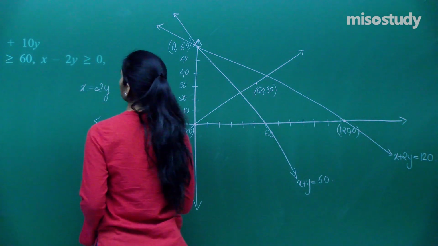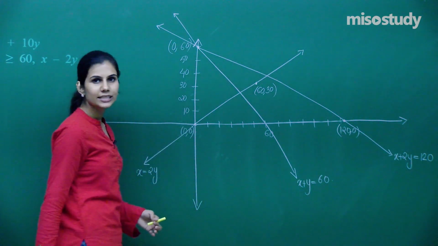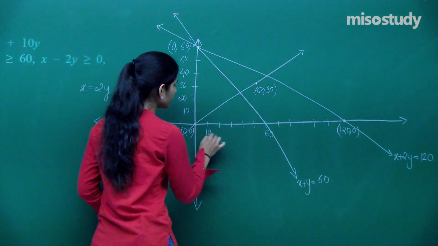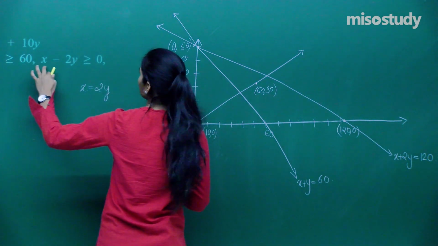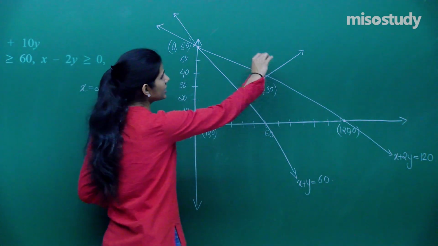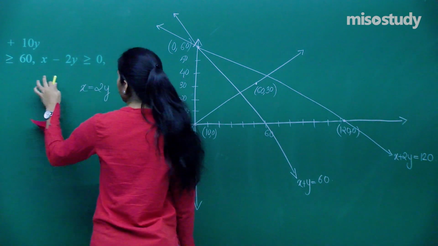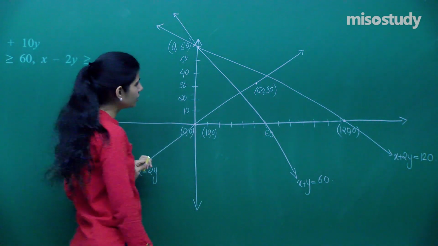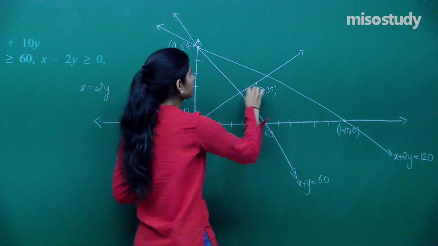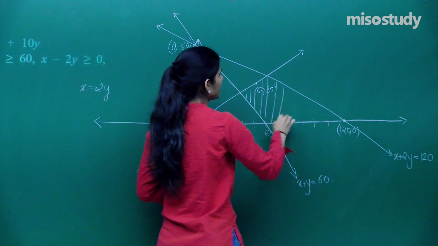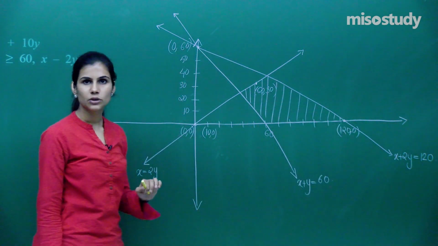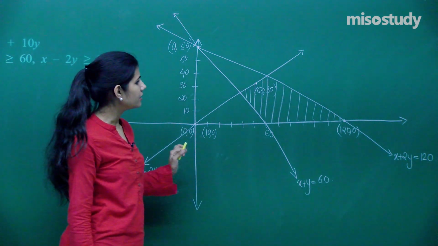I want x minus 2y greater than or equal to 0. This line is already passing through the origin, so let me consider a point not lying on this line, say 10 comma 0. When you put x equals 10, y equals 0, 10 is greater than 0, that is true, so everything below this line is going to be the region represented by x minus 2y greater than or equal to 0. So this side of the line, and below this line, this is my feasible region.